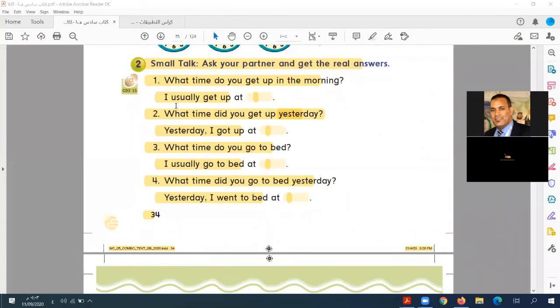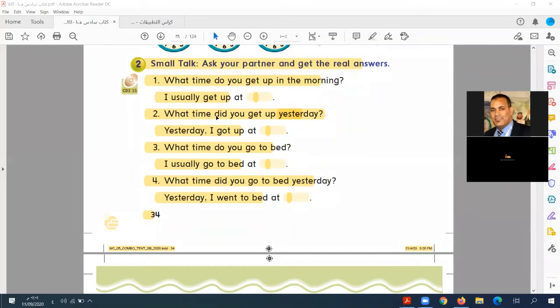You can say I usually get up at وتذكر الساعة هنا. For example, you can say I usually get up at 6 o'clock. I usually get up at 5 o'clock. I usually get up at 7 o'clock. Okay. Another question here.